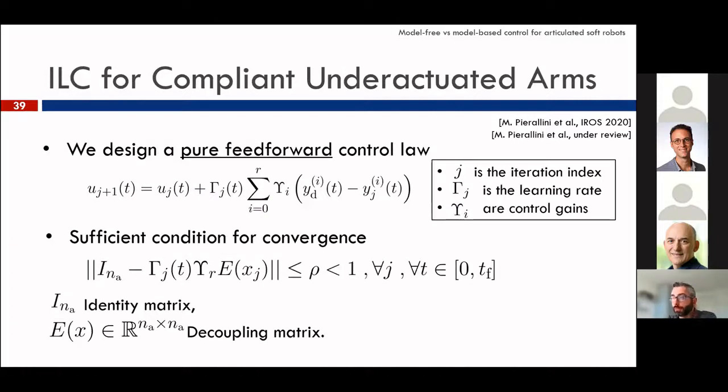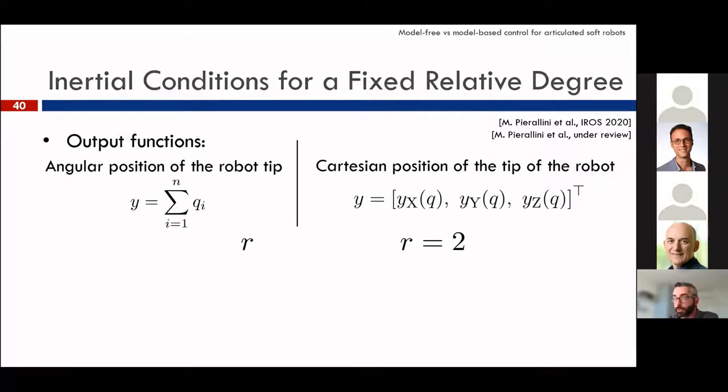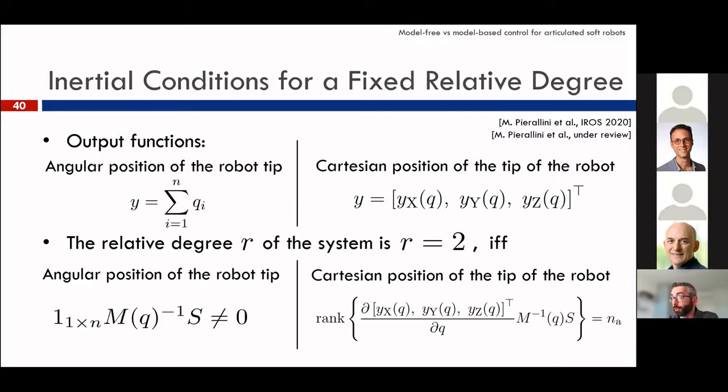Again, we use an iterative controller, and we can also prove its convergence. This controller requires a fixed relative degree. And for this reason, we have to study how the relative degree changes for this system. So we have that, of course, the relative degree changes depending on the output function, but also there are some conditions that can be drawn on the inertia of the robot and also on the motion of the system to fix the relative degree to 2.